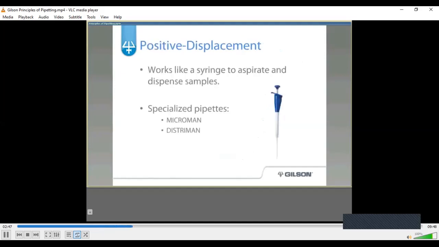Positive displacement pipettes work like a syringe to aspirate and dispense samples. These are more specialized pipettes that are designed to handle problem samples. Some examples include the Microman and the Distroman.